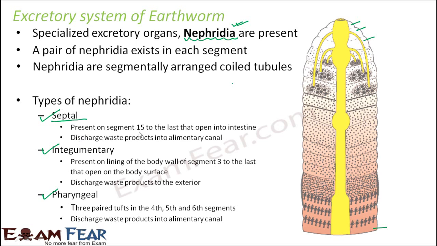Septal nephridia are present from segment 15 to the last, and open into the intestine. They discharge waste products into the alimentary canal. This yellow colored thing which you see here is nothing but the alimentary canal or digestive tract. So septal nephridia are present from the 15th segment to the last. These nephridia are all your septal nephridia. So what will they do? They will take all the waste products and put them into the alimentary canal. And what will happen to that waste product? That waste product will go out through the anus.